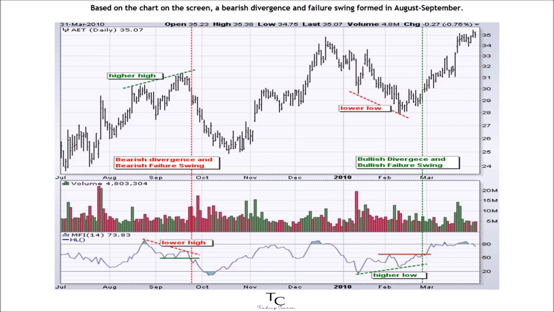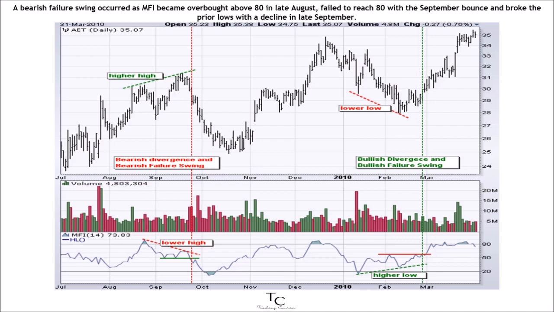Based on the chart on the screen, a bearish divergence and failure swing formed in August-September. The stock moved to a new high in September, but MFI formed a significantly lower high. A bearish failure swing occurred as MFI became overbought above 80 in late August, failed to reach 80 with the September bounce and broke the prior lows with a decline in late September.